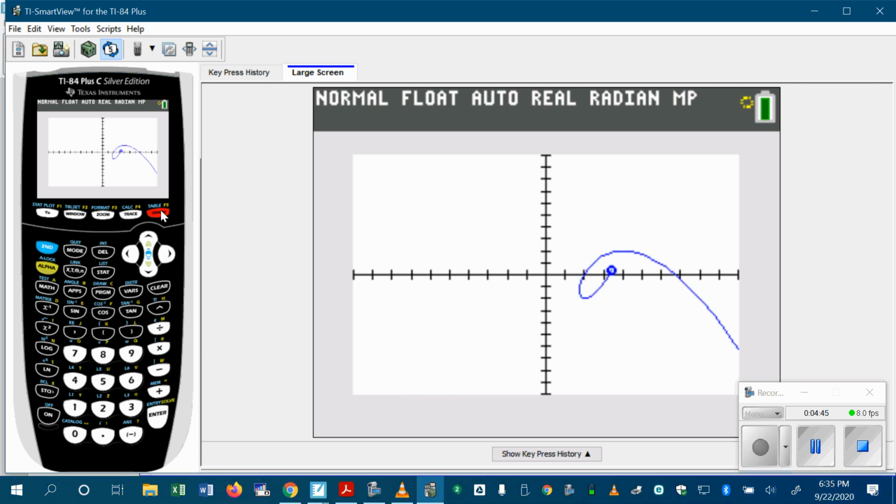Okay, so here's my parametric equation. And I did some fancy pants work behind the scenes. Let's see if it worked out. I made up a parametric equation that graphs y equals 2.